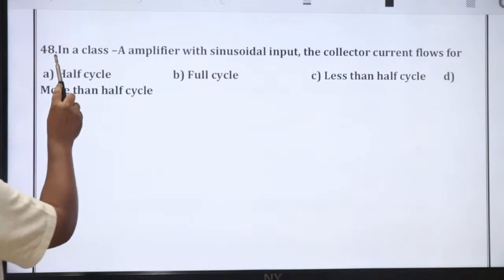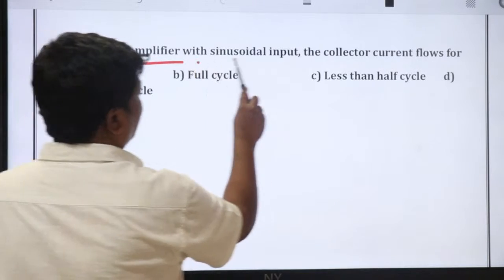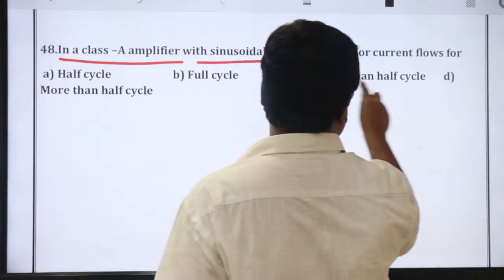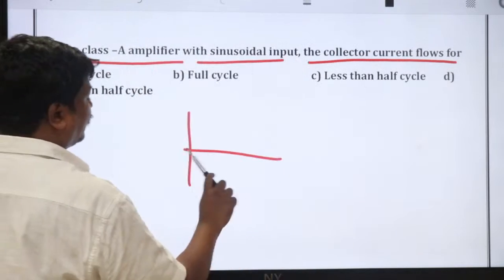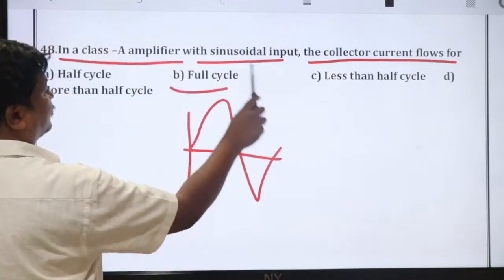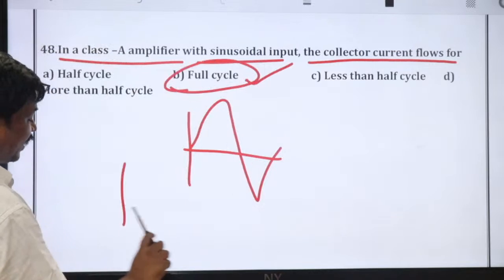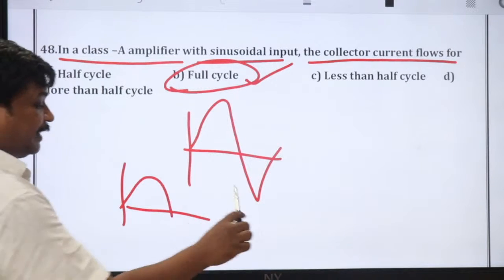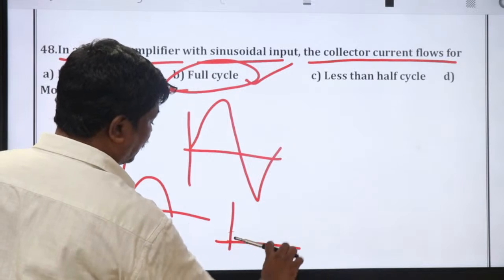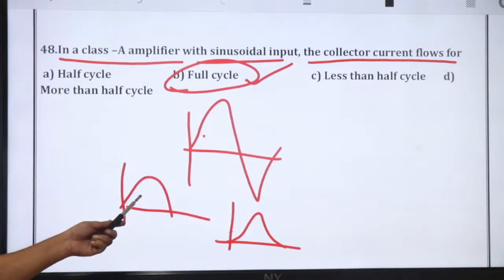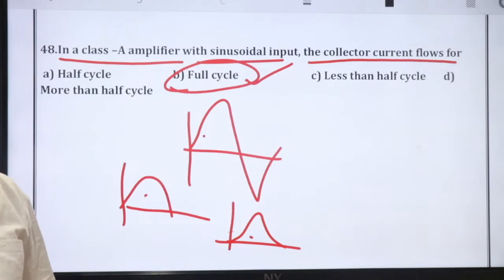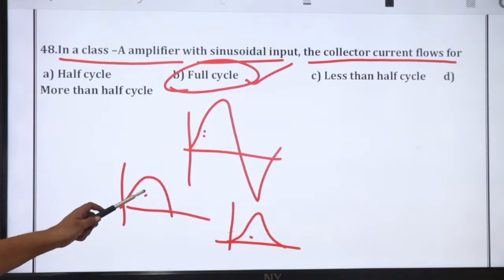Next. In class A amplifier with a sinusoidal input, the collector current flows for a full cycle, completely. Class A amplifier means full cycle. Class B means only half cycle. Class C means less than 180. This is for class A, this is for class B, this is for class C: 360 degrees, 180 degrees, less than 180 degrees.